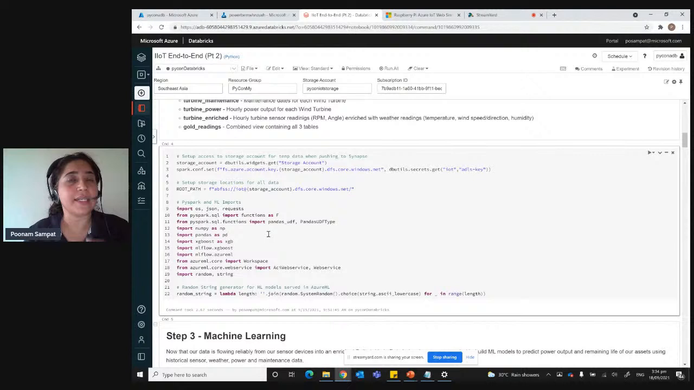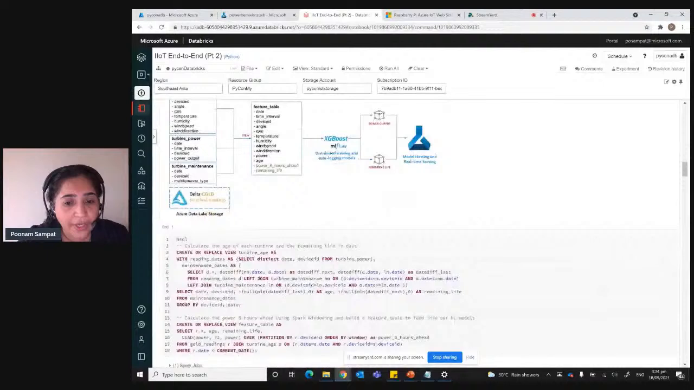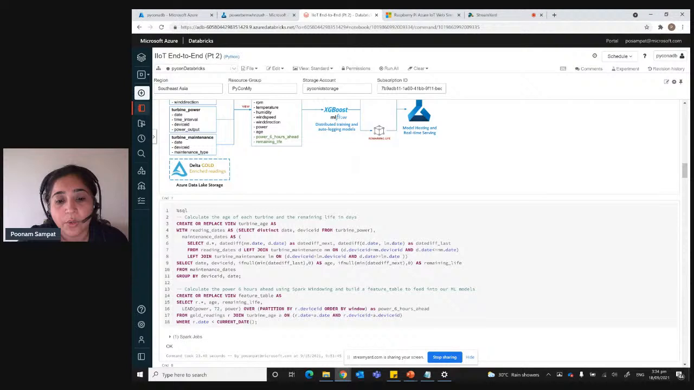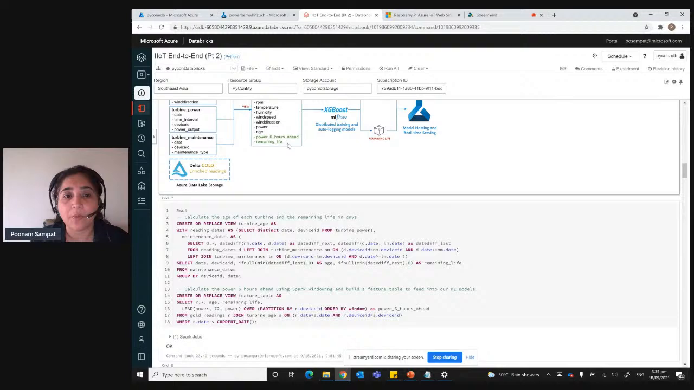Remember, the outcome that I want is to get the best power output and the best life remaining, and then do optimization on that, right? So for both these data sets, I'm actually using XGBoost. Okay, so before I even go to the modeling aspects, I am doing some feature engineering. Folks who are coming in from the data science world will understand this, that you cannot use the raw data set as is. You have to do some feature engineering to make that data science process more meaningful and to get good outcomes, right? So I've created two columns over here, which are power 6 hours ahead and remaining life. This is something that I'm using in the modeling aspects, right?